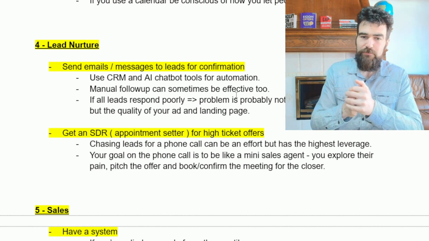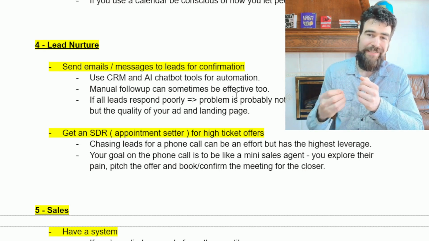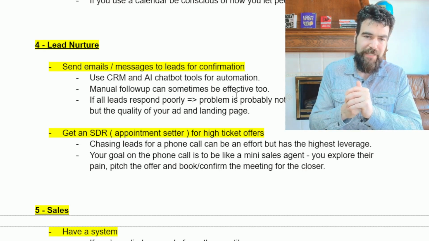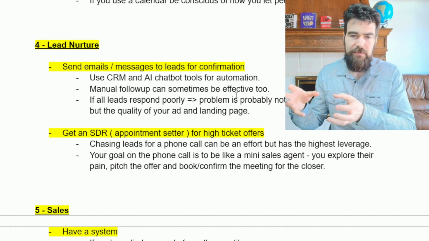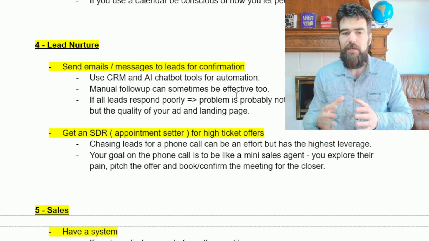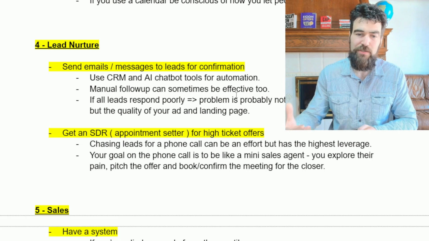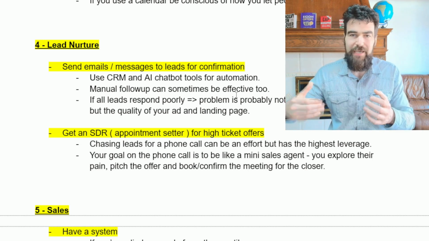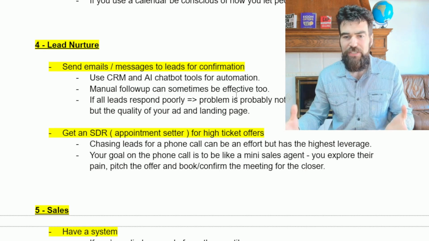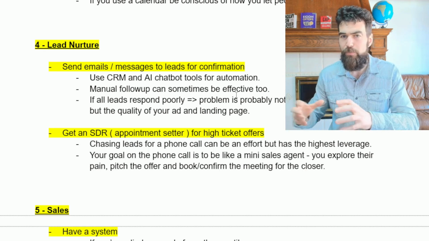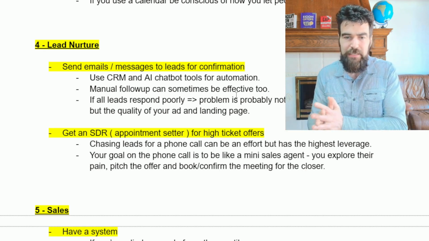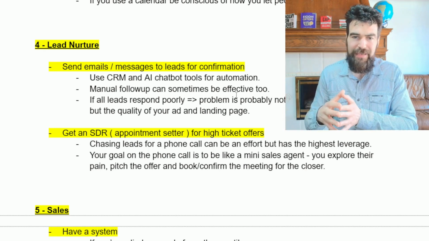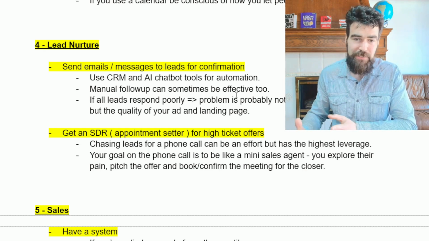The second thing, if you have a high ticket offer, you need to get an SDR, an ISA or an appointment setter, because at this point, the landing page can still be an asset, but if you have a high ticket offer, you can afford to have someone chasing those leads because they are high quality work. So now you can afford to spend time chasing them for a phone call, in which case, if they can hear a real person, a real representative of the company, that's going to do a lot more for them. That's going to give you more leverage than just sending them some automated emails.